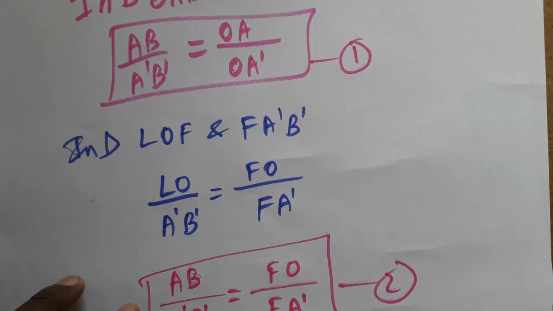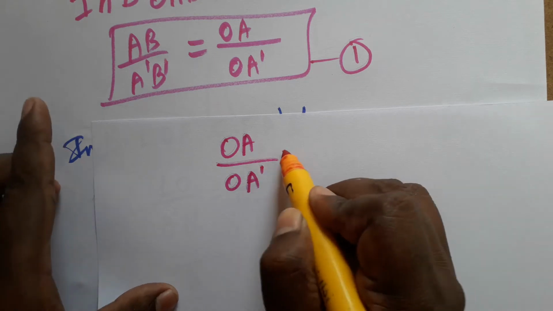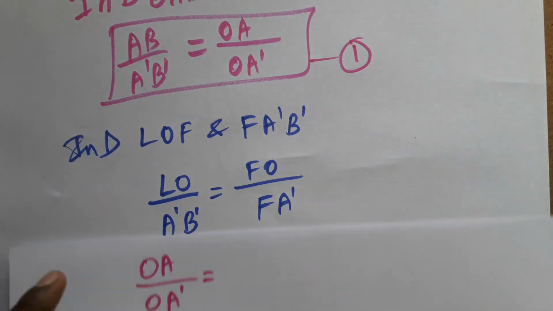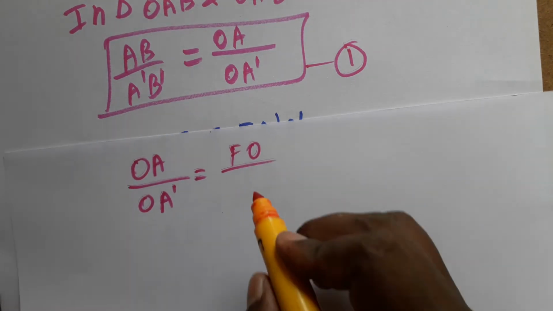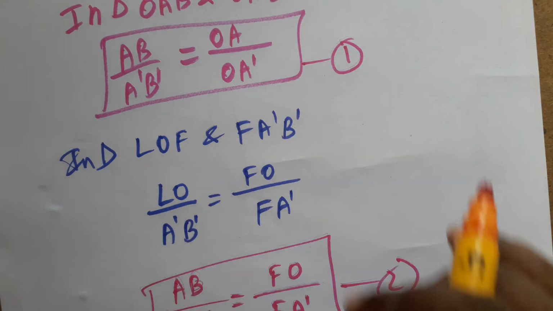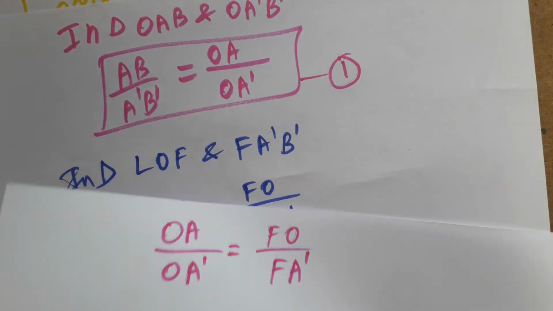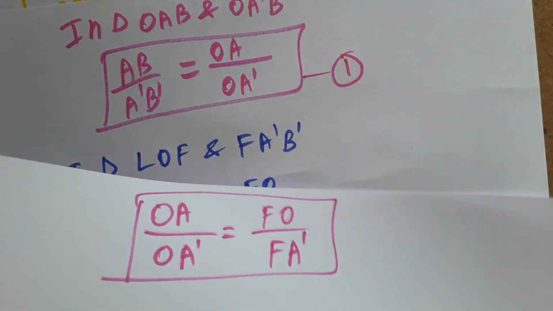That means OA divided by OA dash is equal to FO divided by FA dash. Okay, so we proved this, the left hand side is equal. That means the right hand side we can make equal. That is the thing I made in this equation. Now we'll see what OA dash is.